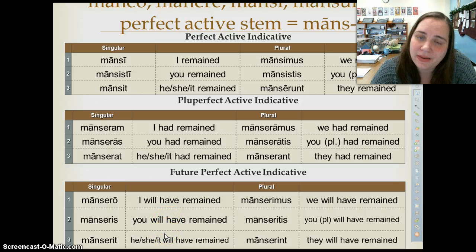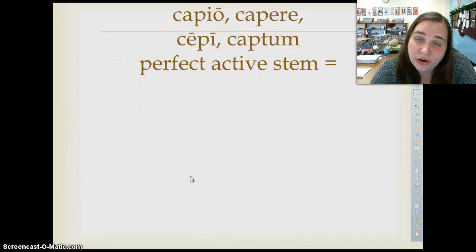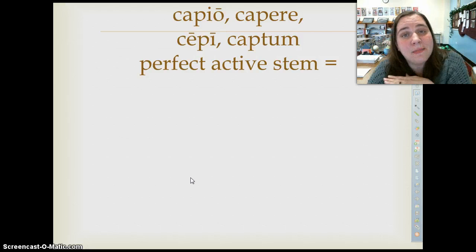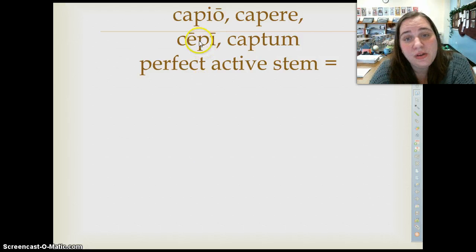Now, I have examples from a few other verbs in here because I just want you to see that it is completely regular. You get your third principal part, you remove the I, and then you're left with your perfect active stem onto which you add the endings. The process works the same way for all the verbs, okay?